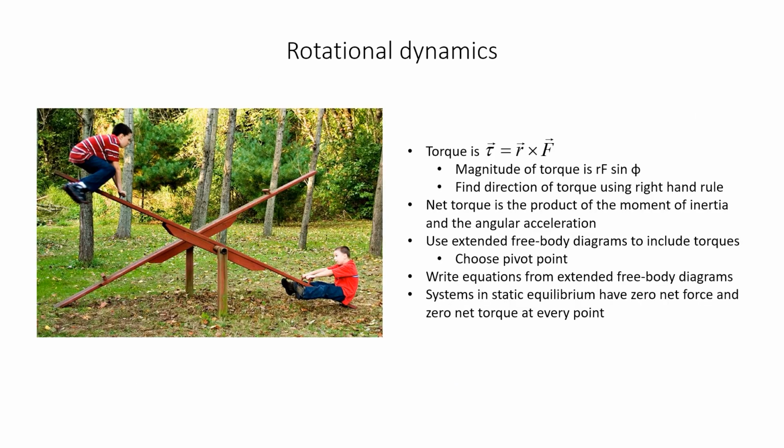To recap, we define torque as the cross product of the position vector and the force vector. The magnitude of torque can be written as rF sine phi, where phi is the angle between the position vector and the force vector, and we found the direction of torque using the right-hand rule. Then we looked at the Newton's second law equivalent in the rotational form. Net torque is a product of the moment of inertia and angular acceleration.